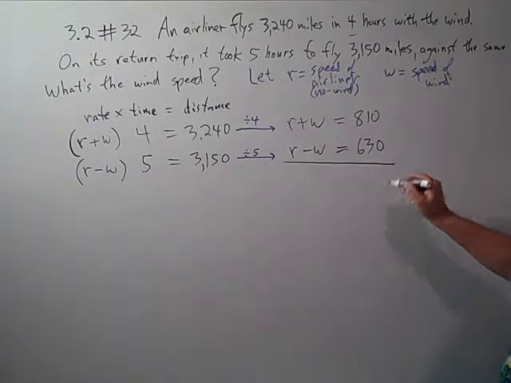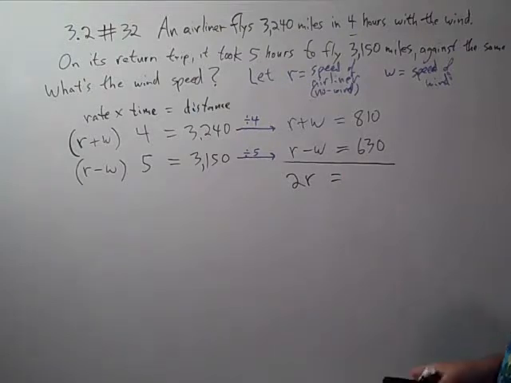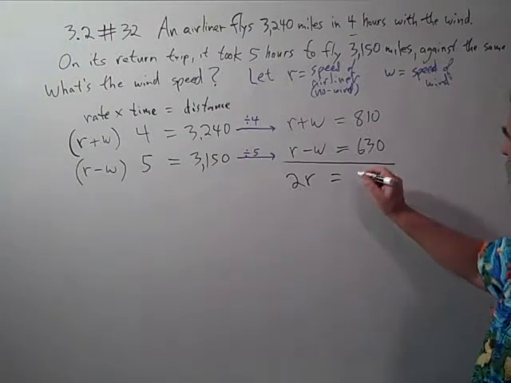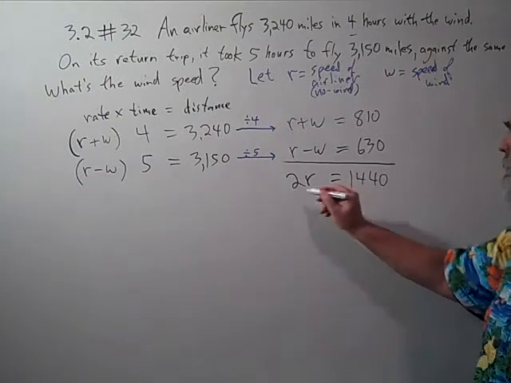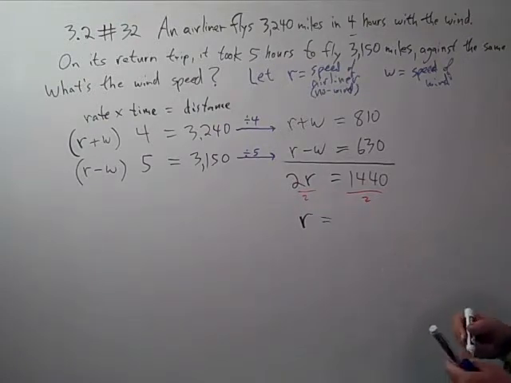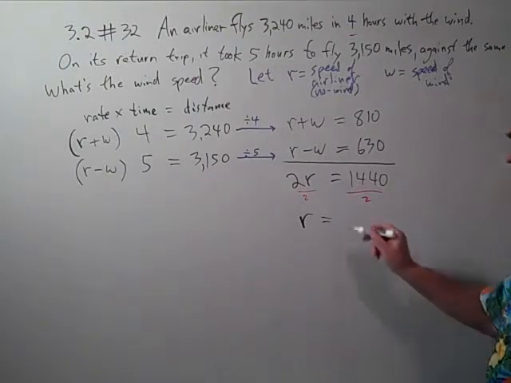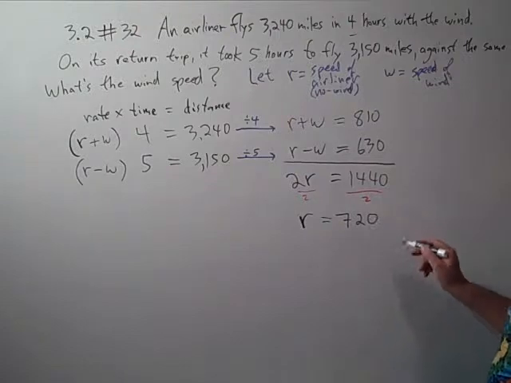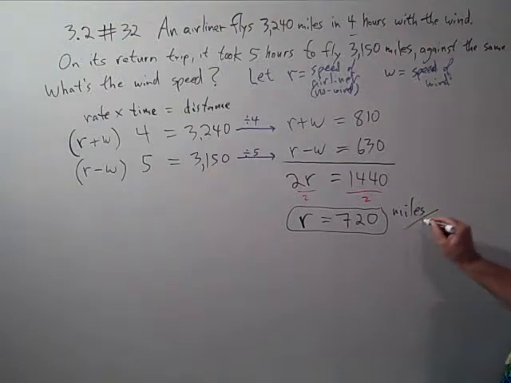So if we now add these two equations, the W's will cancel. And we're left with 2R is equal to, this adds up to 1,440. So if we divide both sides by 2, we find that R, the speed of the plane when there's no wind, is 720. So this airliner flies at 720, and that's in miles per hour, or miles divided by hours.